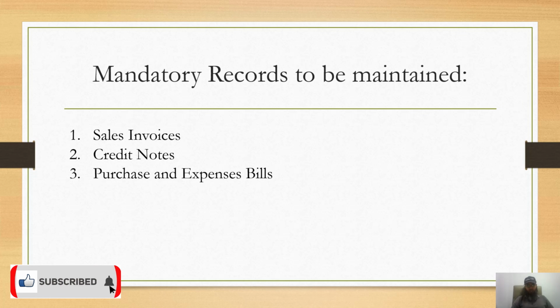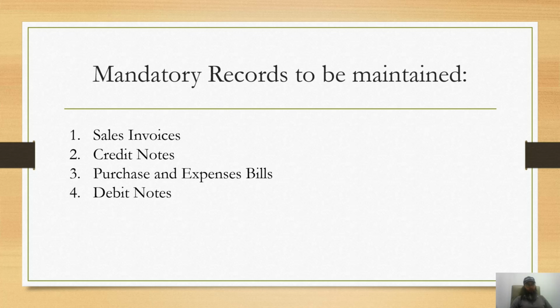Third, the purchase and expenses bills. For all the purchases the business is making to resell in the market, they should have a complete record, and also for expenses like fuel expenses, if there is any VAT paid, or utility expenses. All these bills must be recorded in the accounting system as well as in the physical files. It should be available. Then the debit notes for all the returns to the suppliers. A business must have the complete record in the accounting system as well as in the filing record.